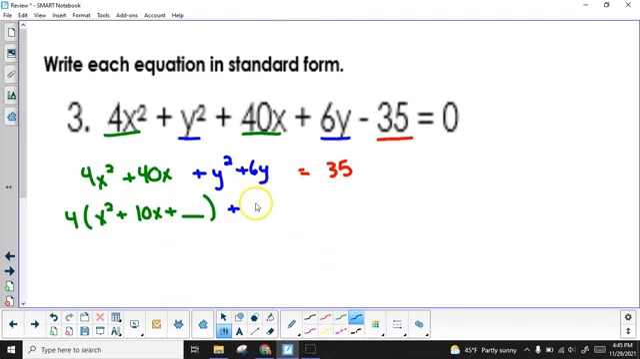And then for our y's, we're going to need to add something else to this as well. And on our right-hand side, we will have our 35, and we have to add whatever we add for the x's and whatever we add for the y's.